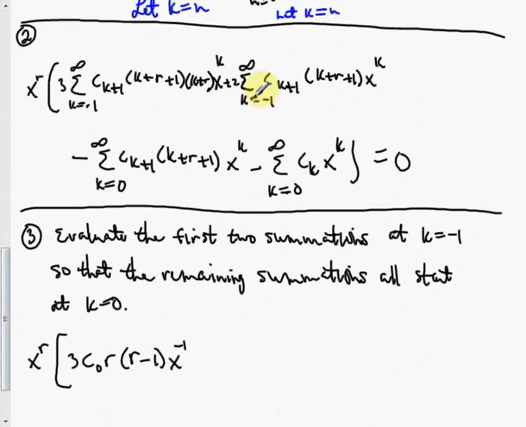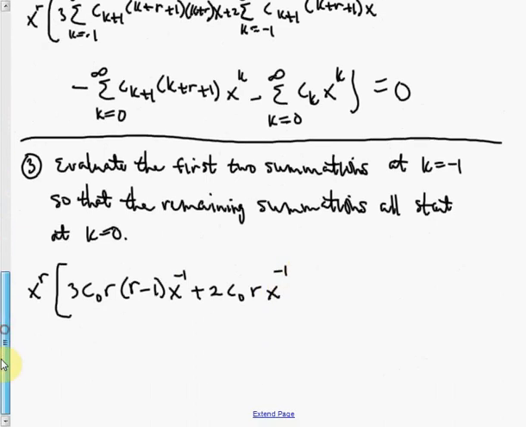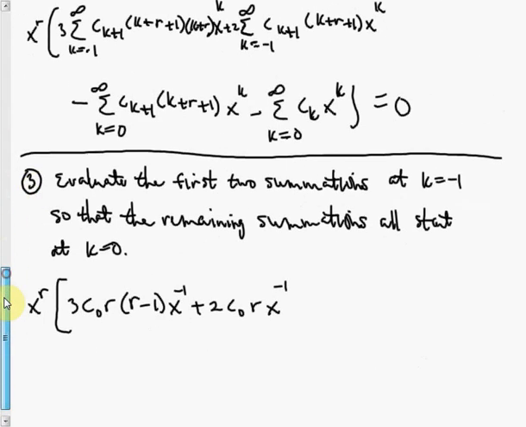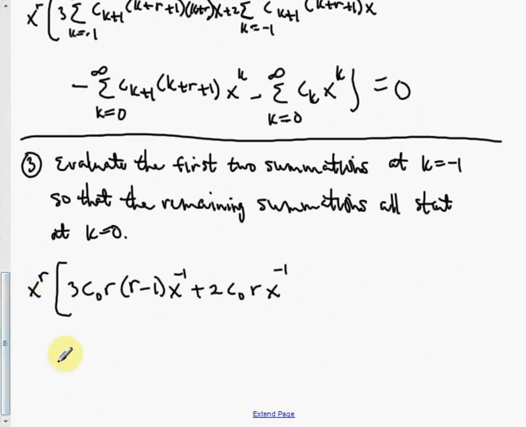Then we do the same thing for the second summation, so that's plus 2. If k is equal to -1, that's c sub 0. And here, if k is equal to -1, then -1 plus 1 cancels out, and I just have left an r there. So this is times r times x to the -1. Now the remaining summations all start at k equal to 0. So we'll just say plus here.